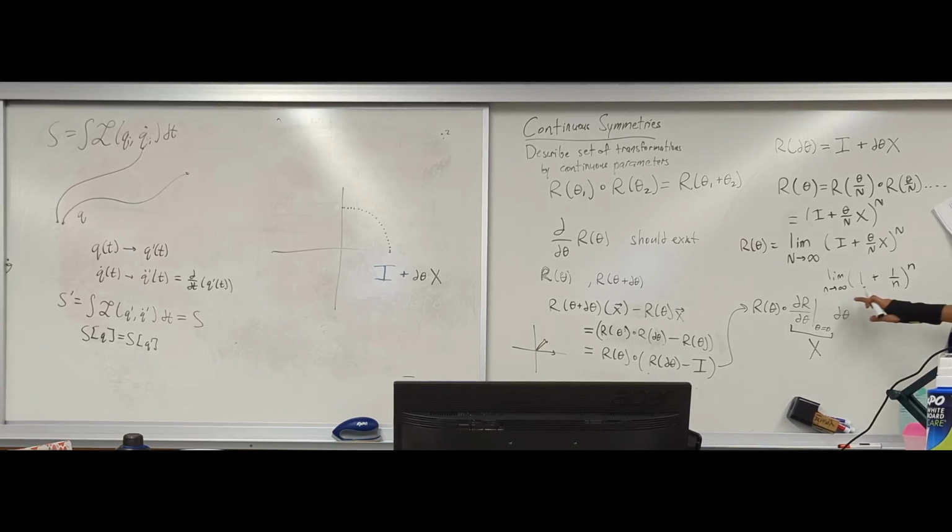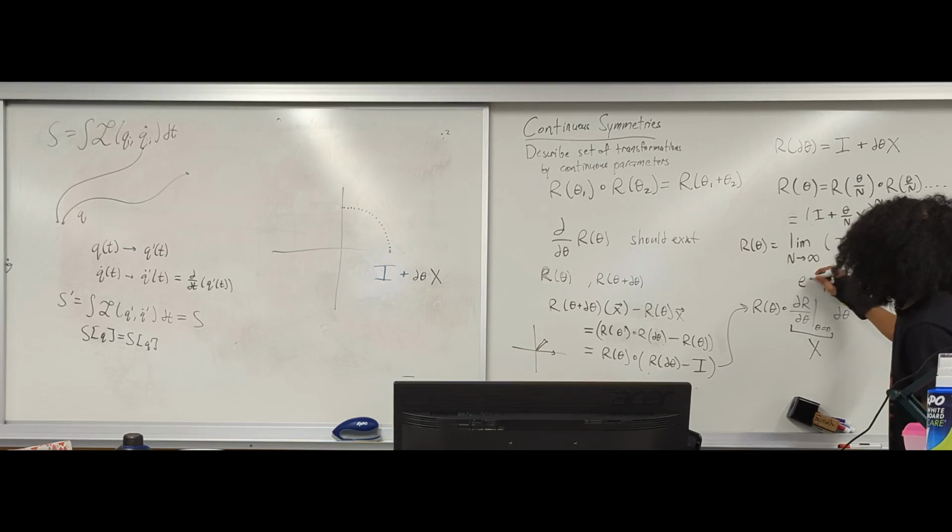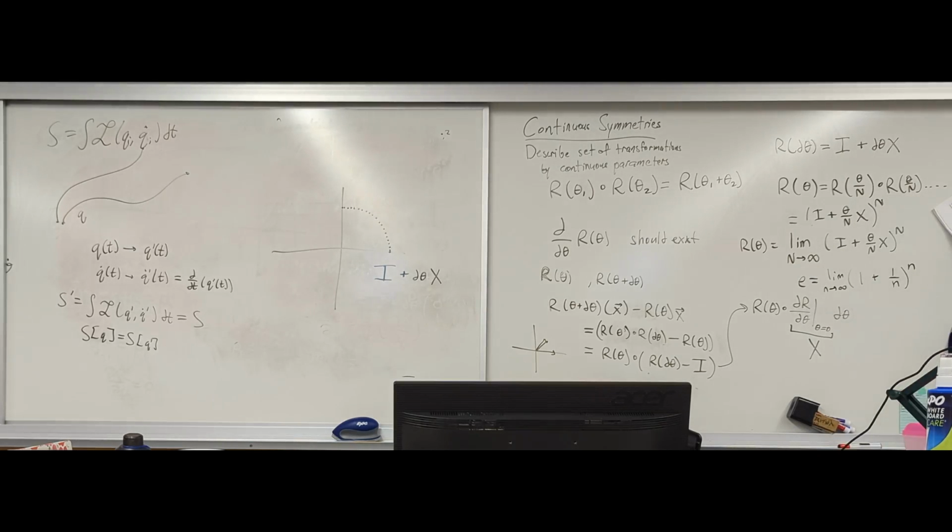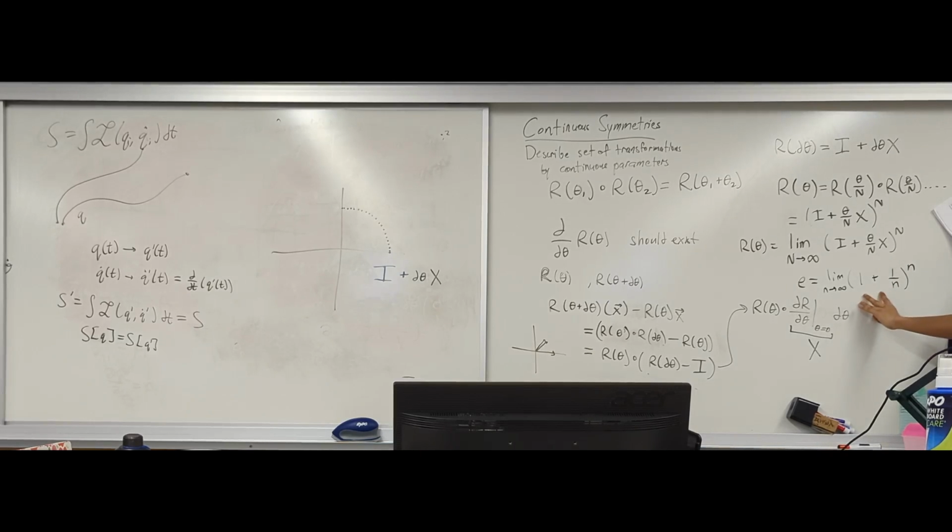So this is something that you should definitely know. This is one of the definitions for e. The idea is that even though the addition to 1 that you have is getting smaller and smaller, because you multiply that number with itself an increasing number of times, that change is meaningful. And so you get e.